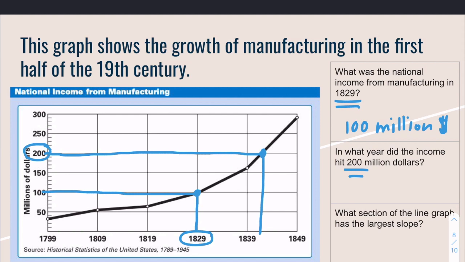So we're basically locating two ordered pairs or two data points on this graph. I can see that it is somewhere between 1839 and 1849. It's a little bit closer to 1839. So let's see, if that was 5 years, I'd maybe say 1842.